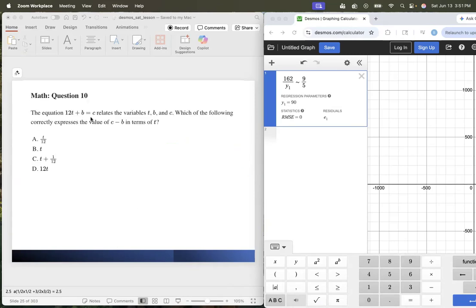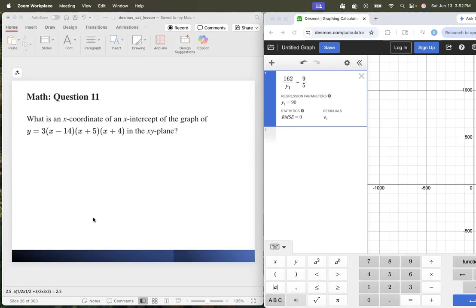The equation relates to the function, which of the following correctly expresses the value of C minus B? This is also, like I said, I love these practice tests because it's just common sense. They're giving you this function, 12t plus b is equal to C. They want you to express C minus B. Well, the answer choice is what?